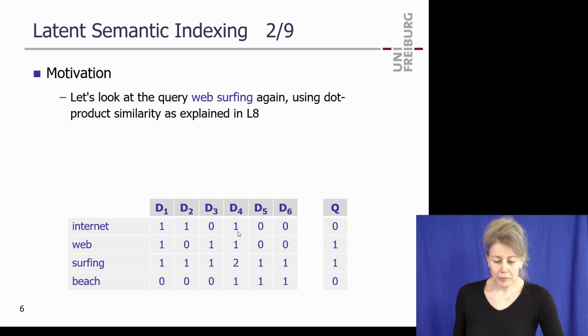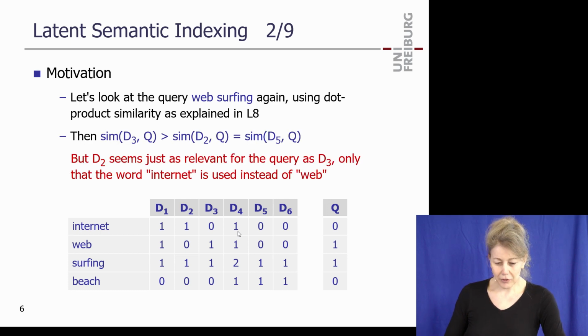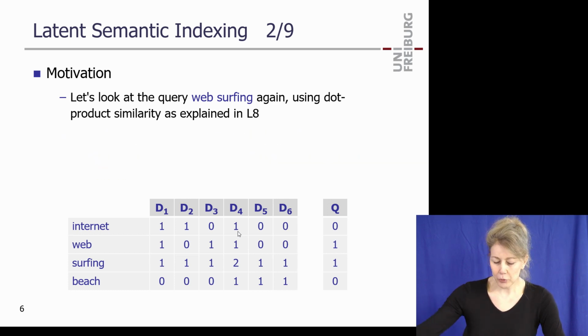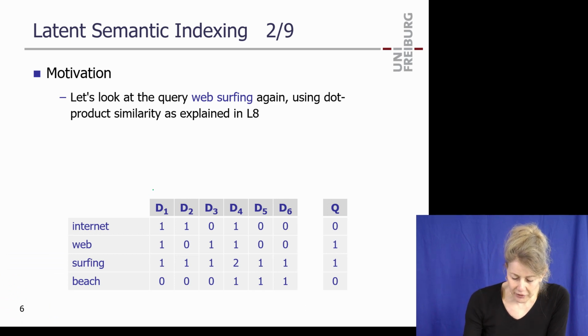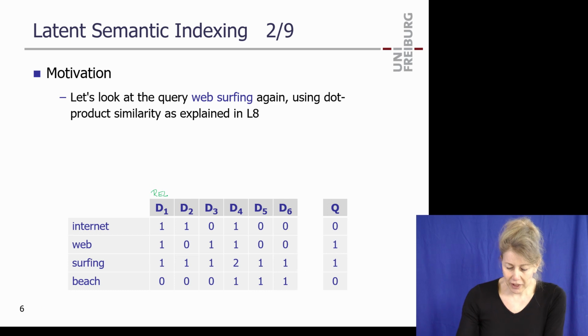Now let's see what the problem is with the approach, how we did it so far. So this is just introduction, very easy to understand. Then we come to the mathematics. Here we have a query, and it's a query about web surfing. If you would now do an evaluation like we did before, then we would say the first document is certainly relevant, right? It has the words internet, web, surfing.